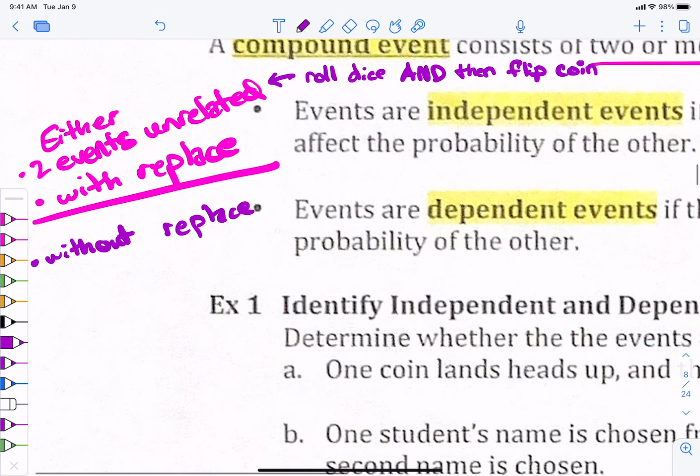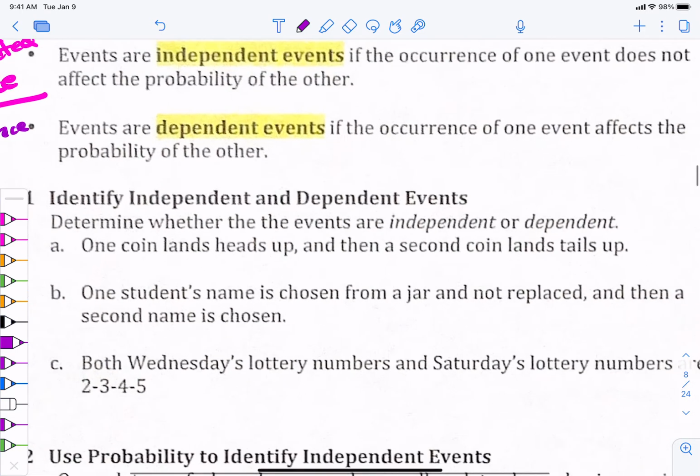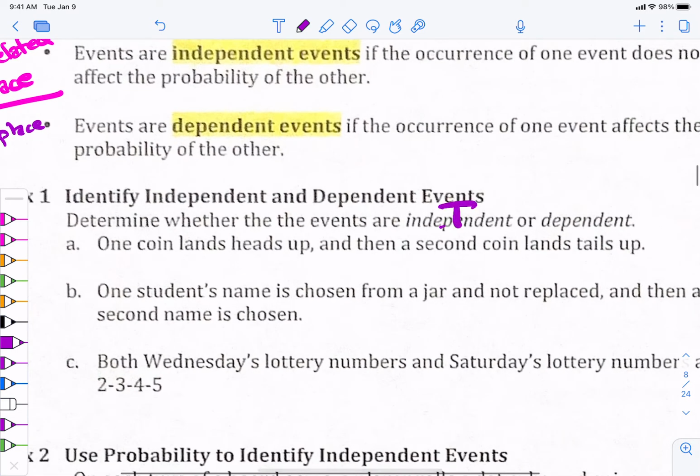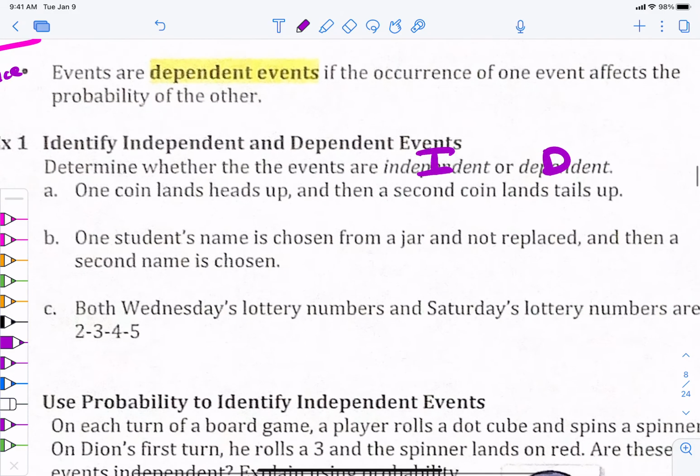All right, here's what I want you to do. On example 1, it says determine whether the events are independent or dependent. You can put an I or a D and go through A, B, C and label them. You don't have to actually solve it because they don't give you numbers to solve. Go ahead and label A, B, C as I or D. Go.